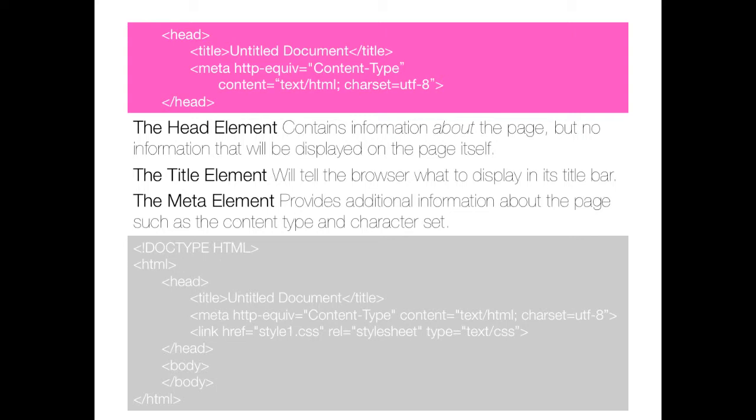The meta element provides additional information about the page, such as the content type and character set. In this example, the content is HTML as opposed to CSS or JavaScript, for example, and the character set is UTF-8. Character sets allow different characters or symbols, for example, symbols from another language like French or Chinese, to be properly interpreted by the computer. UTF-8 is comprised of over 1 million characters that we use to represent all possible symbols and characters that are used on a web page.